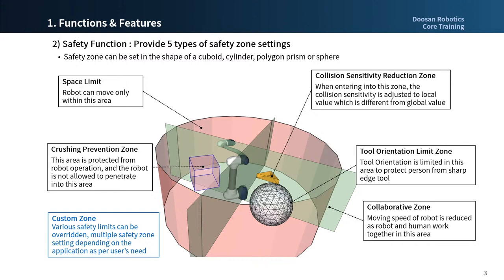The next feature, I'm going to introduce safety features, which I think is the most important part of the collaborative robot. The workplace can be controlled by setting up a virtual space between the industrial robot and the collaborative robot. Let's say fenceless is the biggest difference. And instead of a real fence, the Doosan collaborative robot provides a total of 5 types of workplace setting functions.